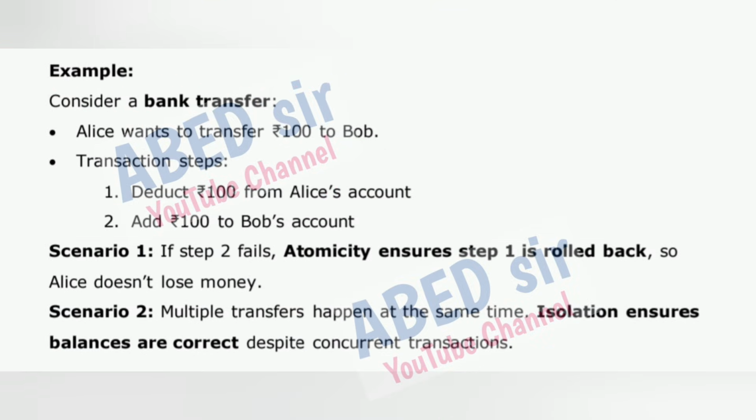Example. Consider a bank transfer. Elise wants to transfer 100 rupees to Bob. Transaction steps. 1. Deduct 100 rupees from Elise's account. 2. Add 100 rupees to Bob's account. Scenario 1. If step 2 fails, atomicity ensures step 1 is rolled back, so Elise doesn't lose money. Scenario 2. Multiple transfers happen at the same time. Isolation ensures balances are correct despite concurrent transactions.